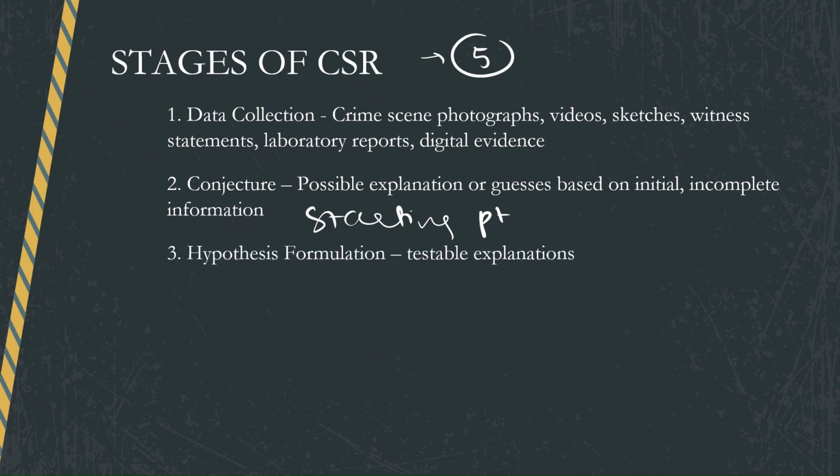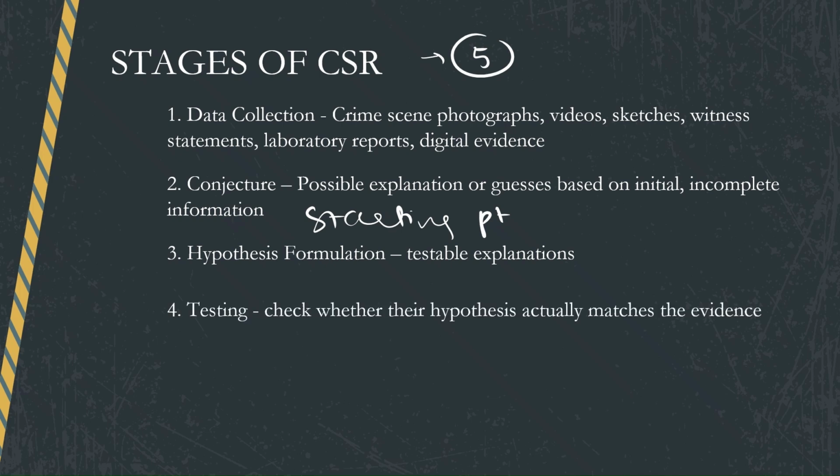Now, the third stage is hypothesis formulation. This is where things become more scientific. A hypothesis is a detailed and testable explanation of events. Investigators examine the evidence carefully and they begin asking questions like, where did the attack happen? How did the offender enter and leave? What sequence of events best explains the evidence? The answers help build a hypothesis that can be tested.